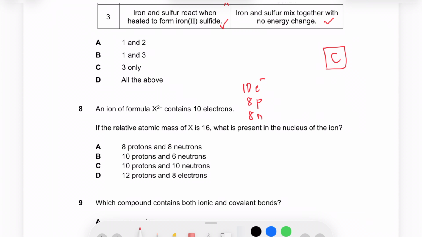Which one is present in the nucleus? Take note, the nucleus only has neutrons and protons. So the answer will be 8 protons, 8 neutrons. So the answer should be 8. So be careful. This is under atomic structure as well.